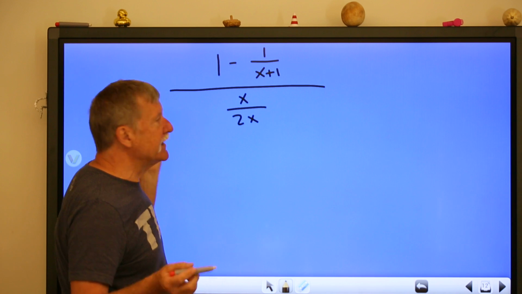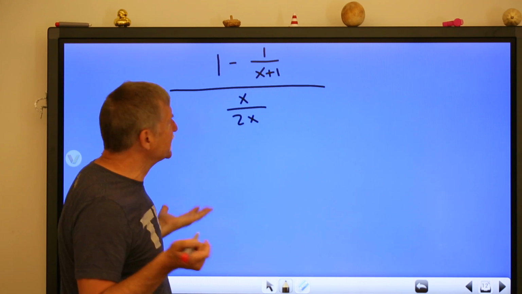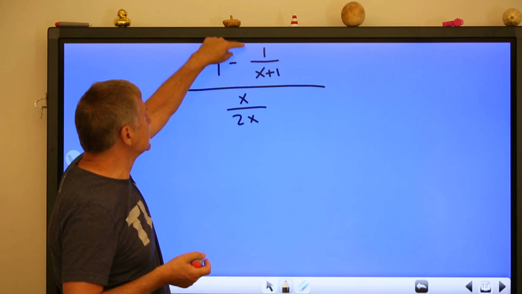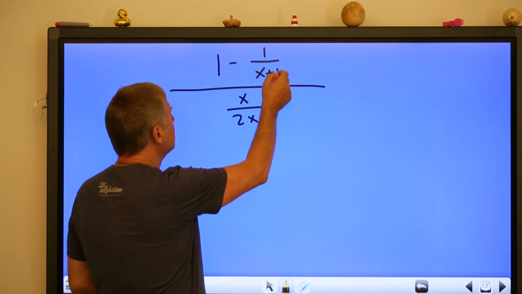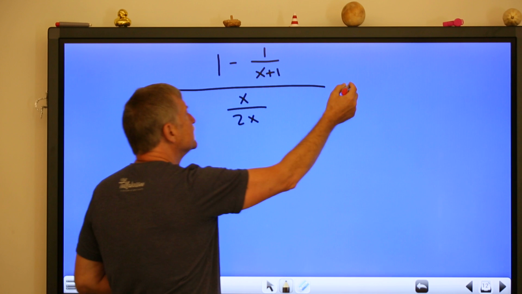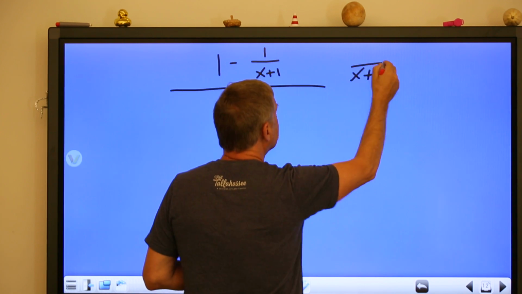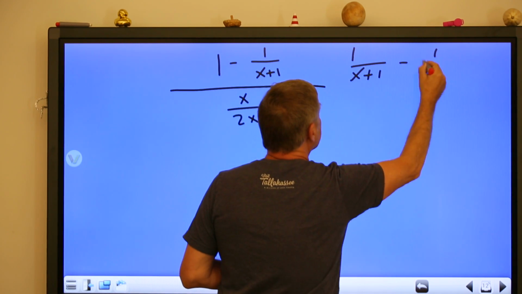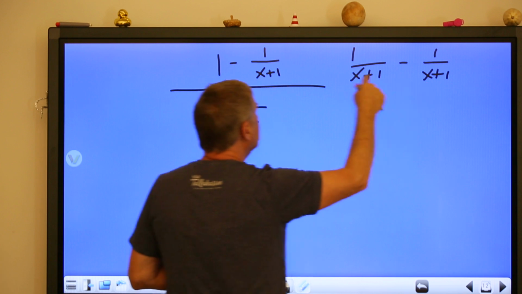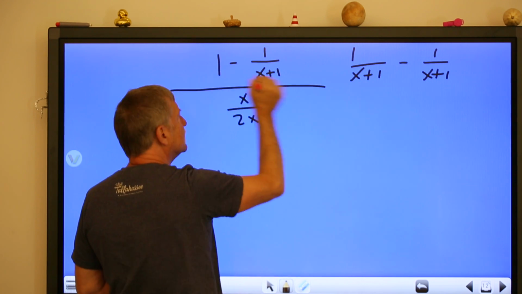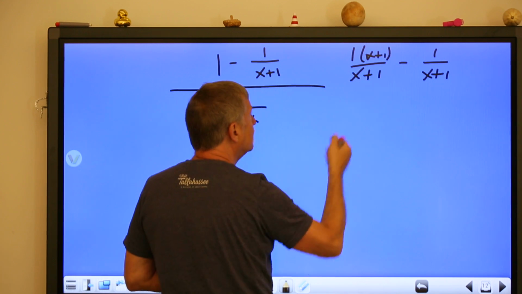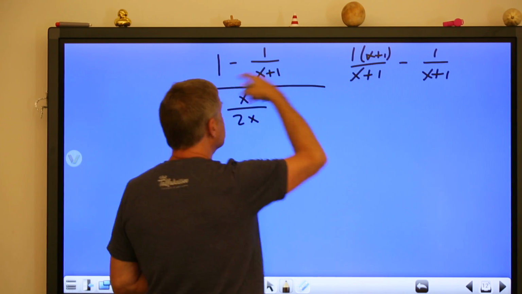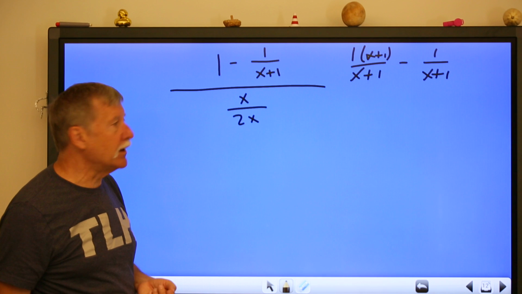Try something like that again. This is as hard as it gets. I got this 1 minus 1 over x plus 1. Well, I need a common denominator here. That would be x plus 1. So I get x plus 1 over 1 minus 1 over x plus 1. But I ask what's changed. Well, now I've got a new x plus 1 over here, so I have to have x plus 1 here, which is x plus 1 over x plus 1, which is back to the 1 that I had before.